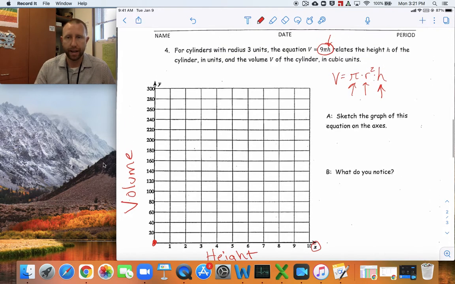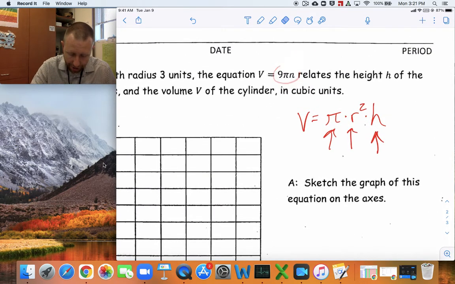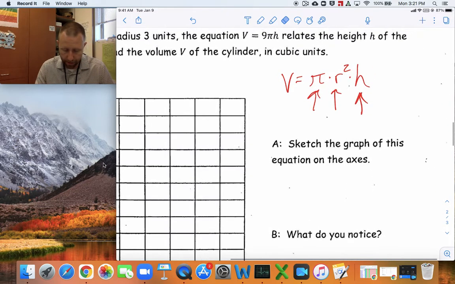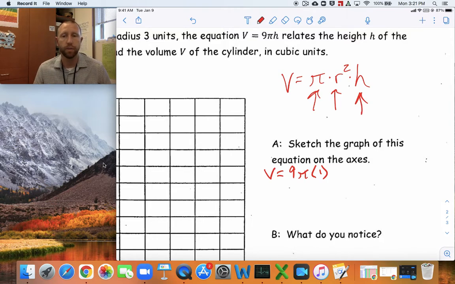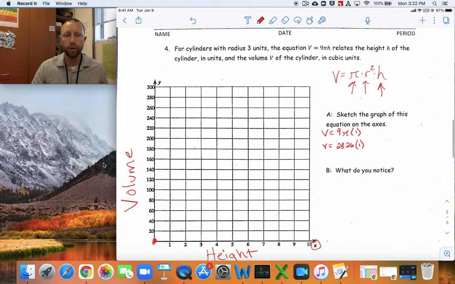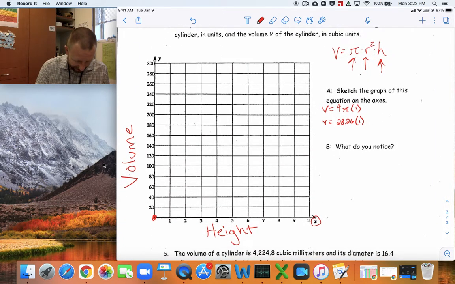Okay, well, what about when the height is 1? If I put in 1 for h, what's that going to give me? Well, I'm going to use that equation. So v equals 9 times pi times h, but instead of h, I'm going to put 1. Well, what's my volume? For pi, we're going to use 3.14, so I'm going to do 9 times 3.14, and that gets me 28.26 times 1, right? Well, anything times 1 is itself. So when the height is 1, the volume is 28.26, and that's what I'm going to graph next.